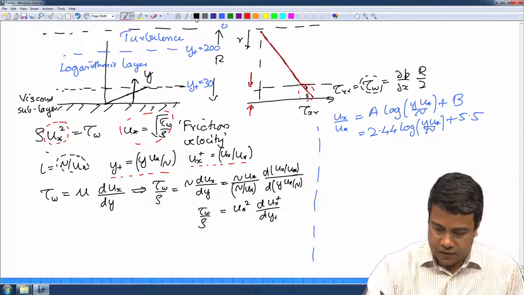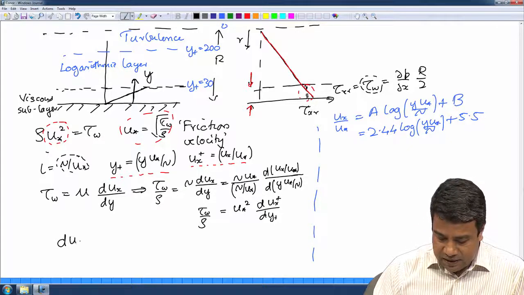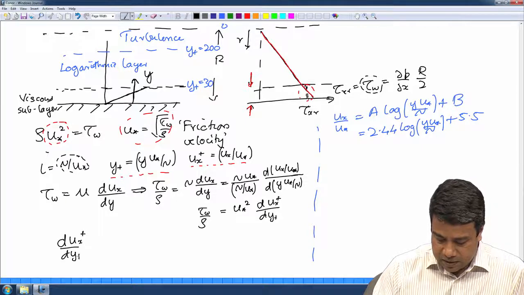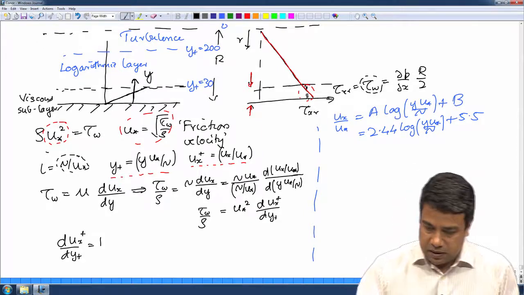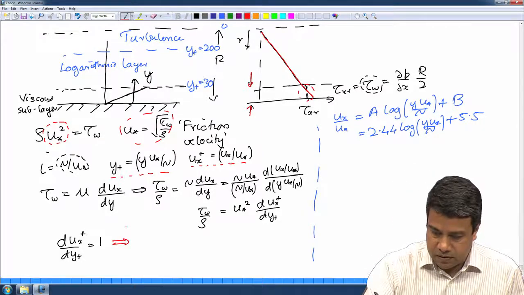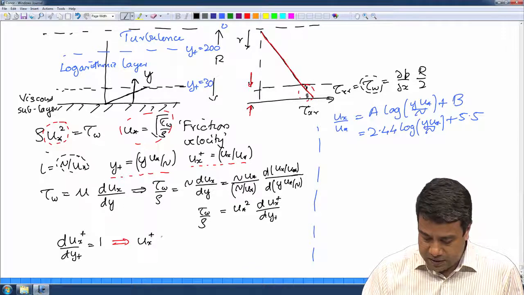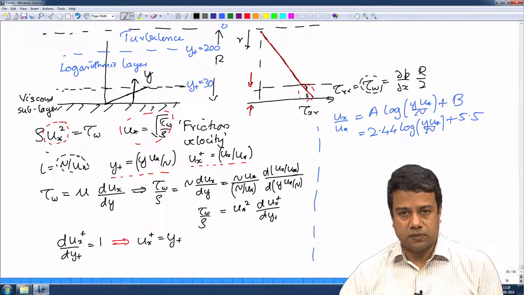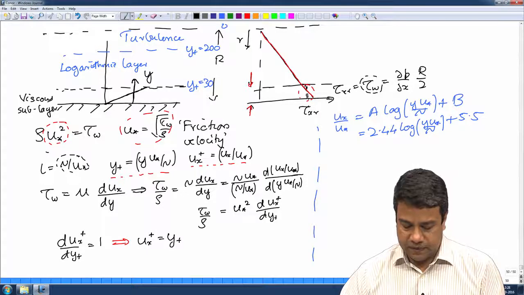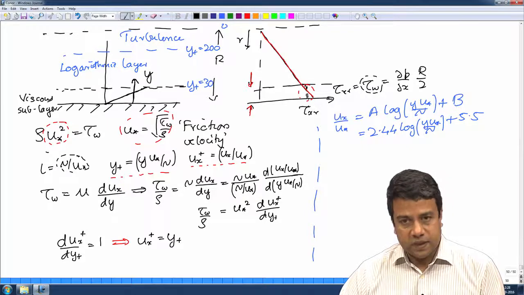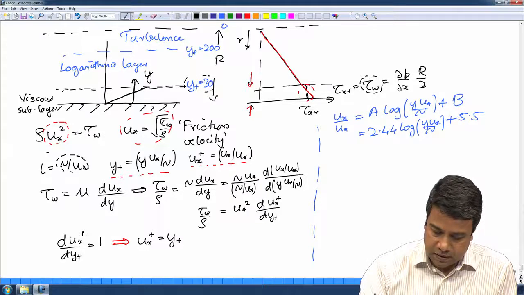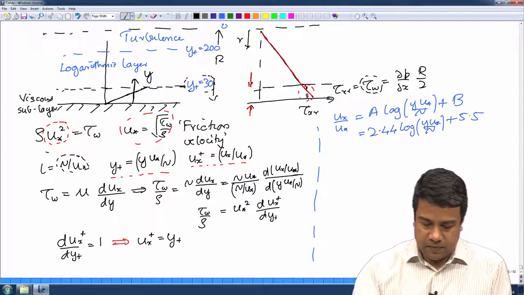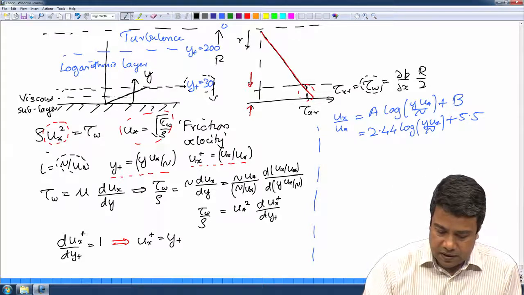Therefore, very close to the wall, the scaled velocity derivative dux plus by dy plus should be equal to 1, because I have used the wall shear stress to scale the velocity. And this implies that very close to the wall, ux plus is just equal to y plus, the distance in wall units, in the viscous sublayer. Experimental studies show that this law is applicable approximately up to about y plus of about 30. For y plus less than 10 you will see a linear velocity profile.